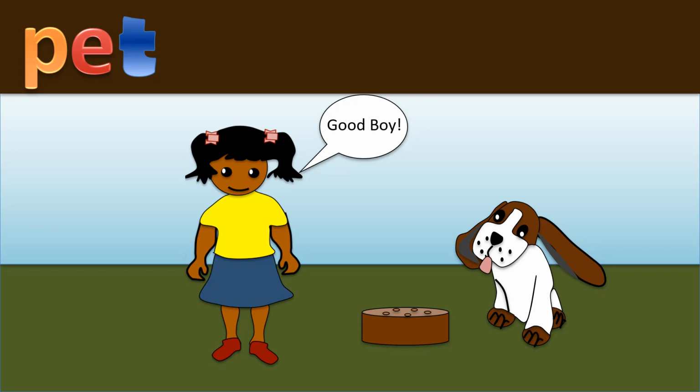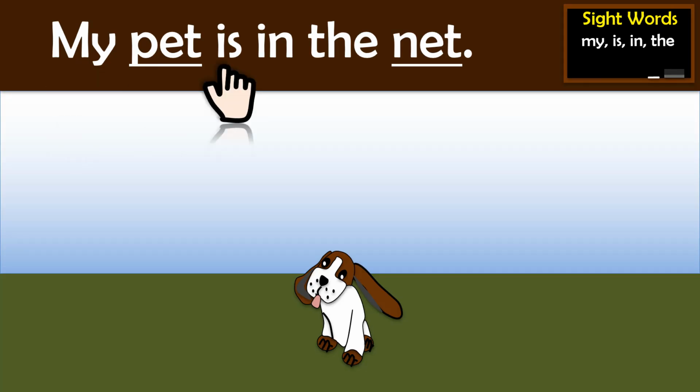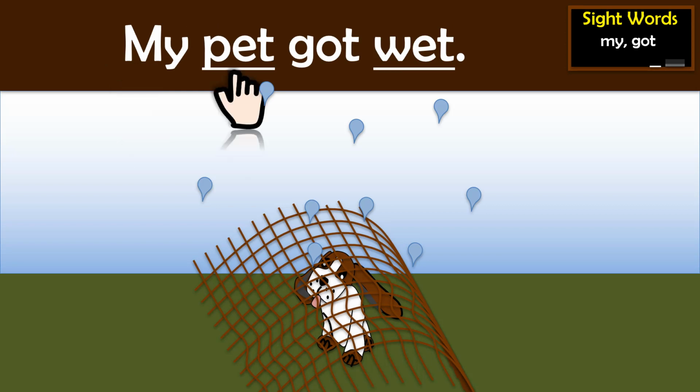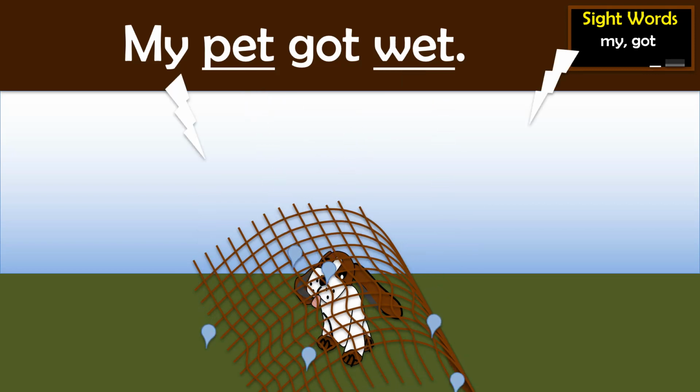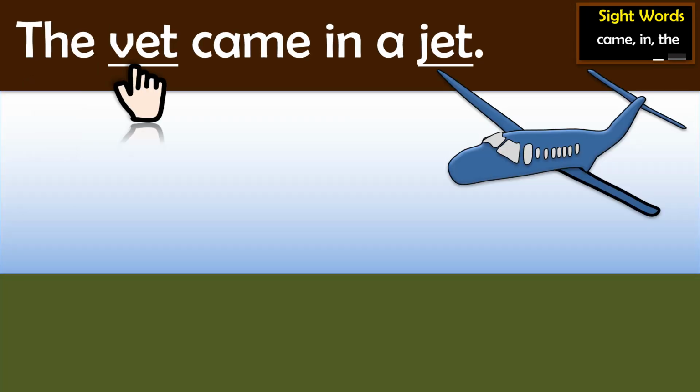Sentence writing. My bed is in the net. My bed got wet. A wet saw my bed. The wet came in a jet.